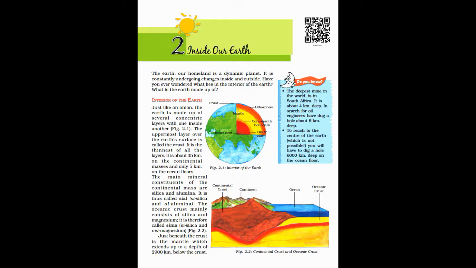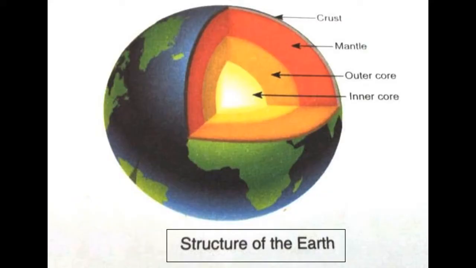There are constant changes going on inside the earth. So this chapter is all about the interior of the earth. What is the earth made up of? What does it contain? What kind of rocks and minerals does it have? So first, let's talk about the layers of the earth.